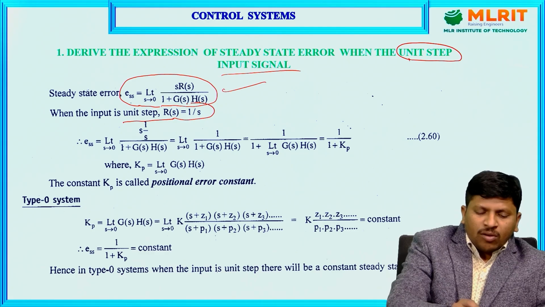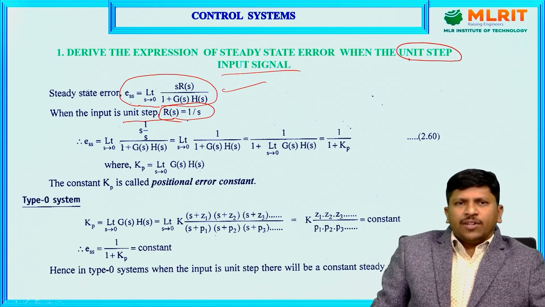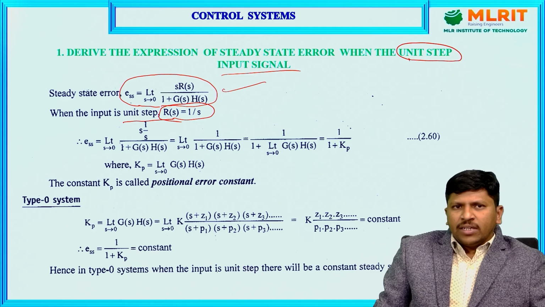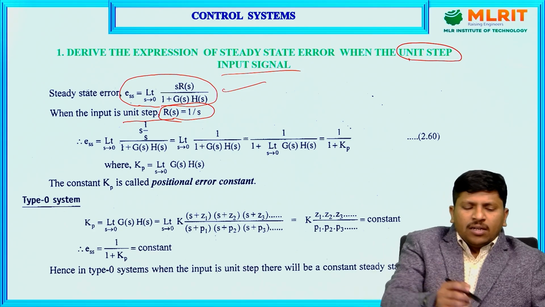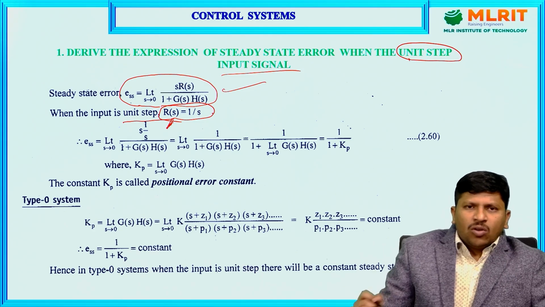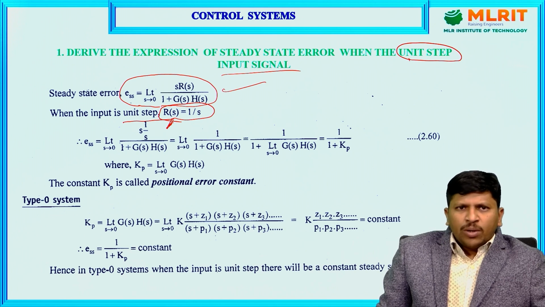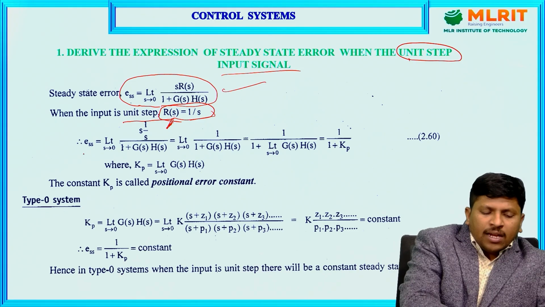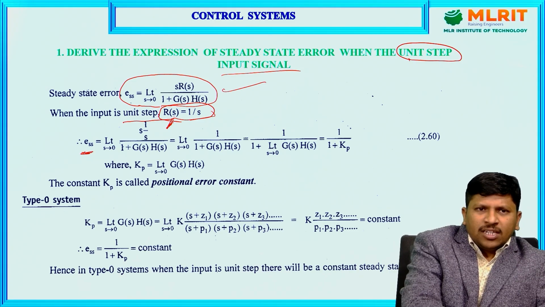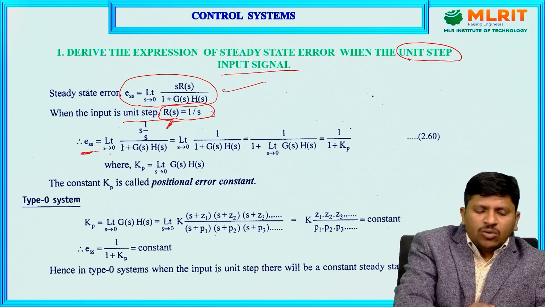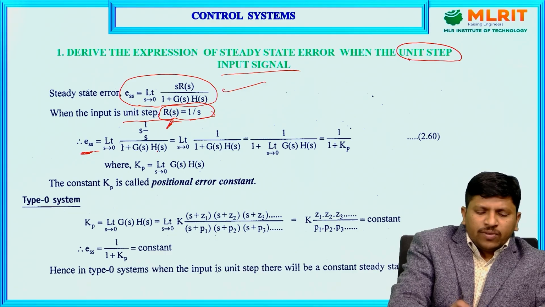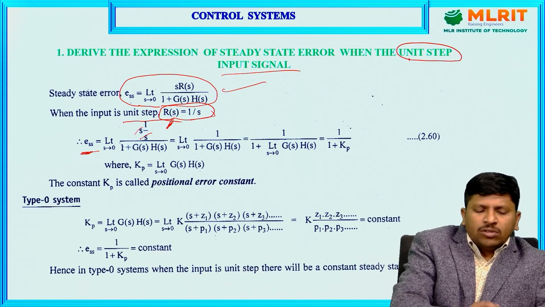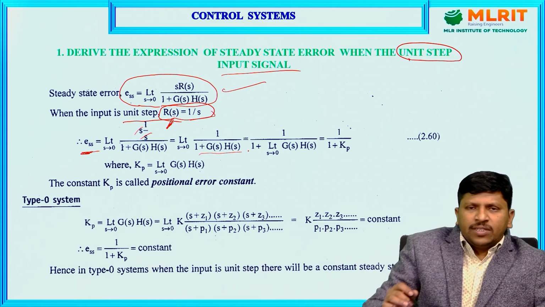In place of the time domain r(t), it is now converted into the s domain, that is R(s) equals 1 divided by s. So in place of R(s), we substitute 1 by s. ESS, the steady state error, equals limit s tends to 0 of s into 1 by s, divided by 1 plus G(s) into H(s). Here s and s get cancelled, so we have 1 divided by 1 plus G(s) into H(s).